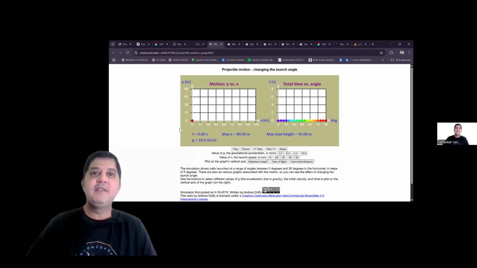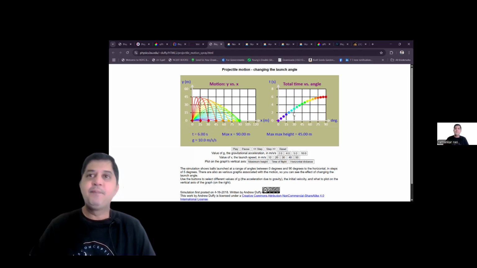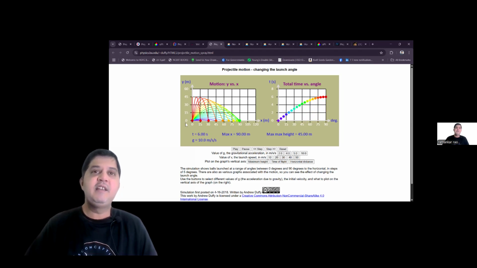Which angles of projection? 0, 10, 15, 20, and so on, 15, 30, 45, and so on. When I click on this play over here, you see, this is how the total time changes with the angle of projection. As you see, this is not a straight line. It goes straight a little bit, and then it keeps on deviating, and it almost remains constant over here. And then the distance of displacement is the same thing we have seen earlier also.